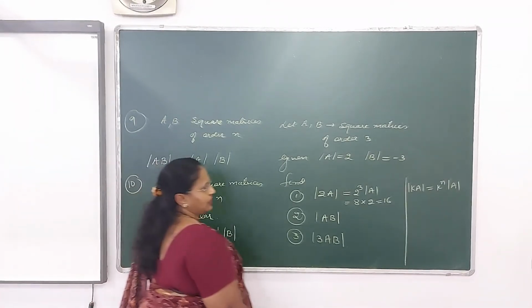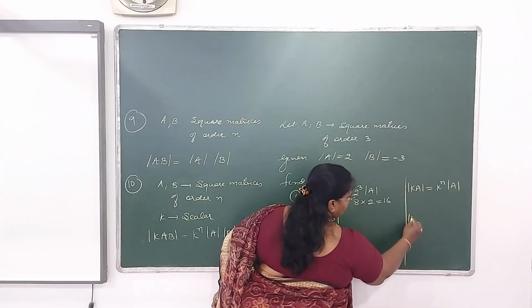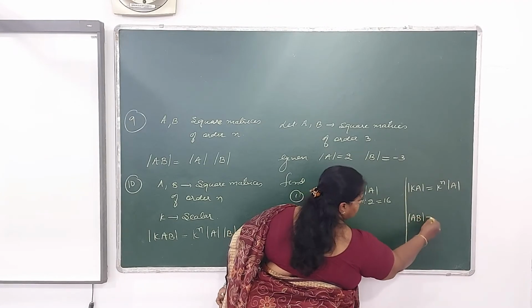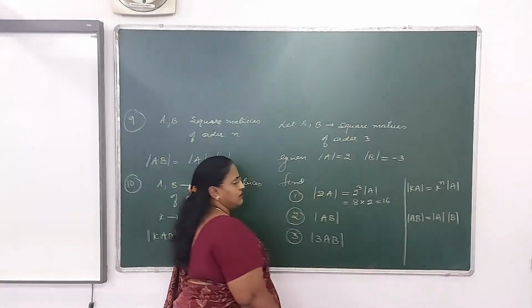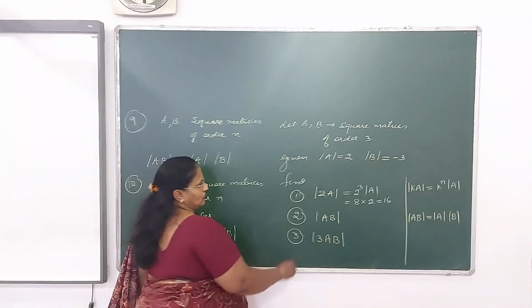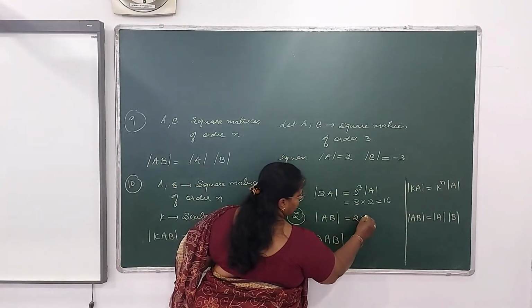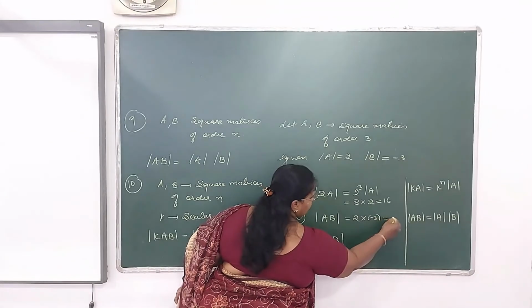Likewise, what about the second one? Now this is based on the next formula, determinant of AB is equal to determinant of A into determinant of B. So substitute the value. So it's coming 2 into minus 3. So the answer is minus 6.